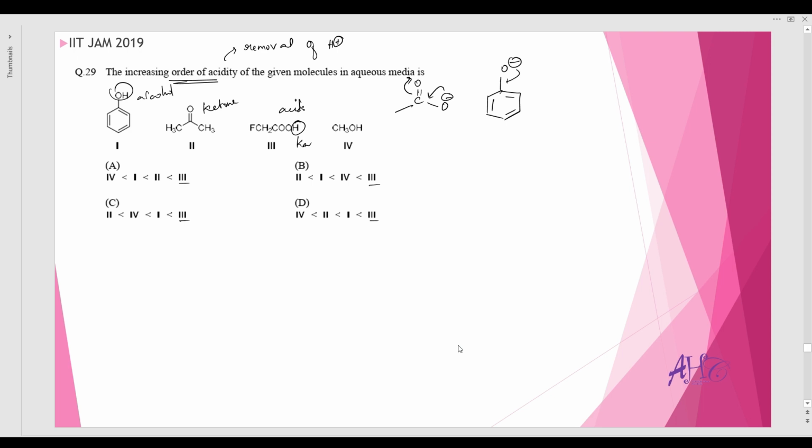So what happens to this O minus charge? On conjugation this can be better stabilized. So in phenol, it will be resonance stabilized. This will be your resonance stabilized. So this will be more stable. And look at option B, sorry, option 4. In option 4, we have only methanol.